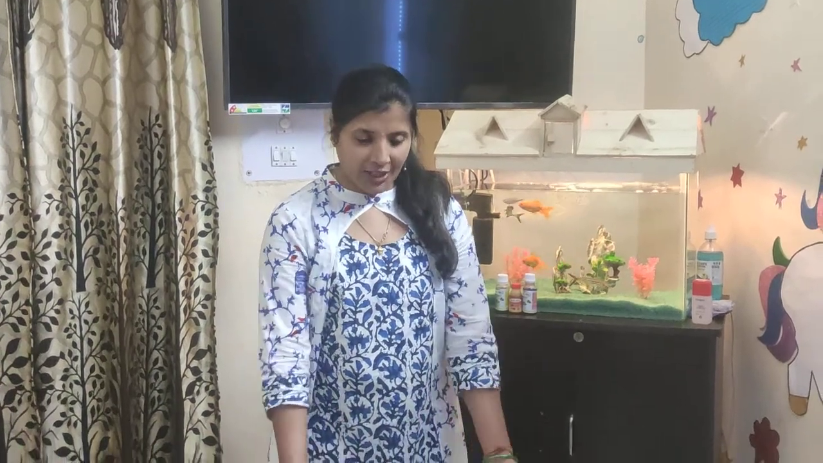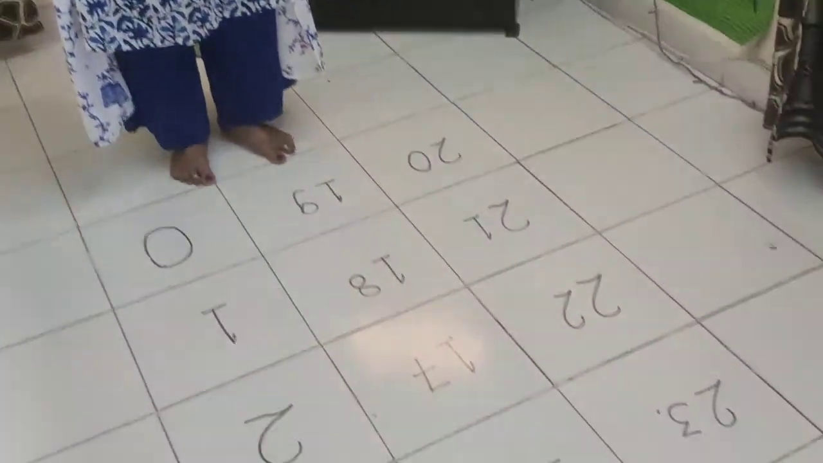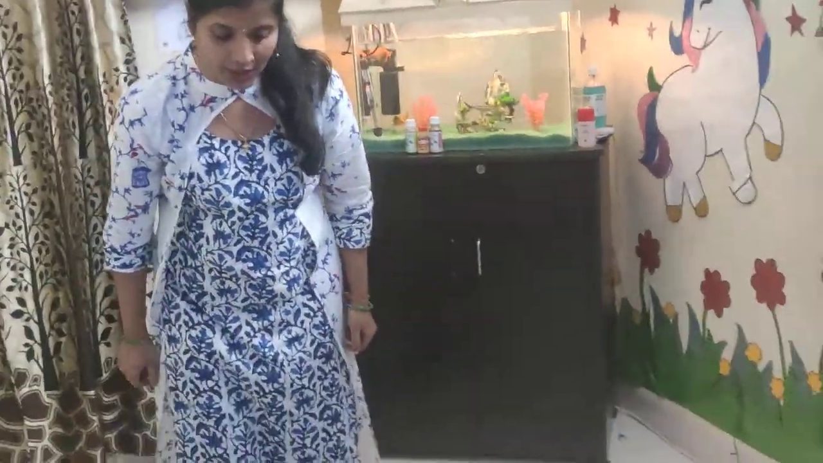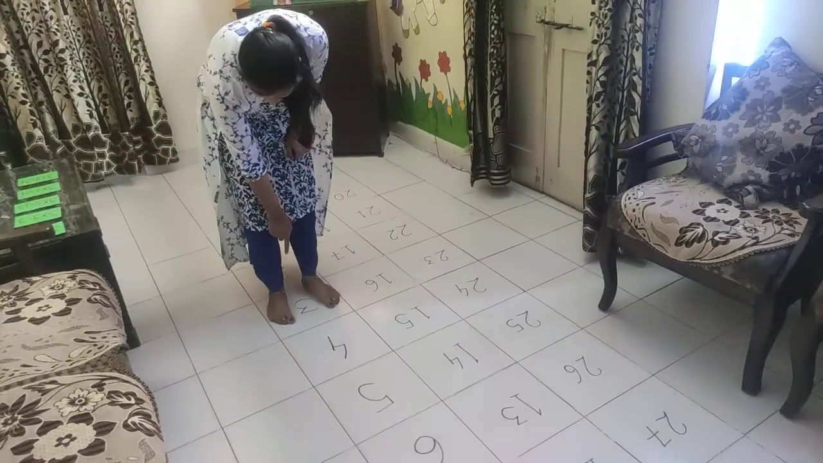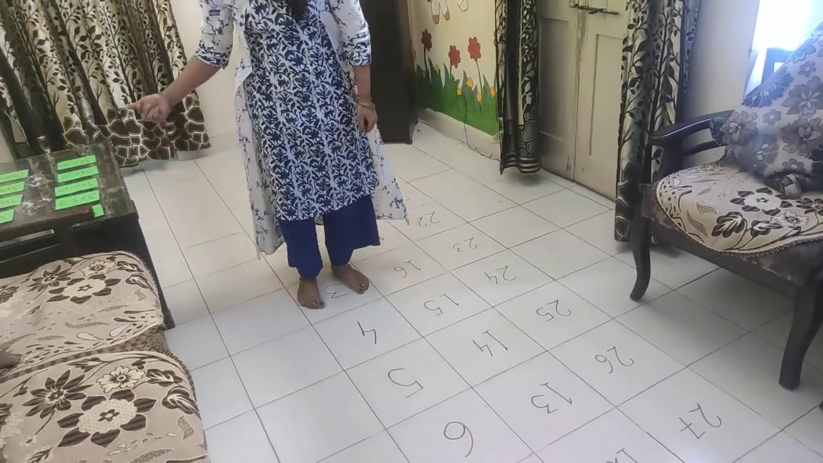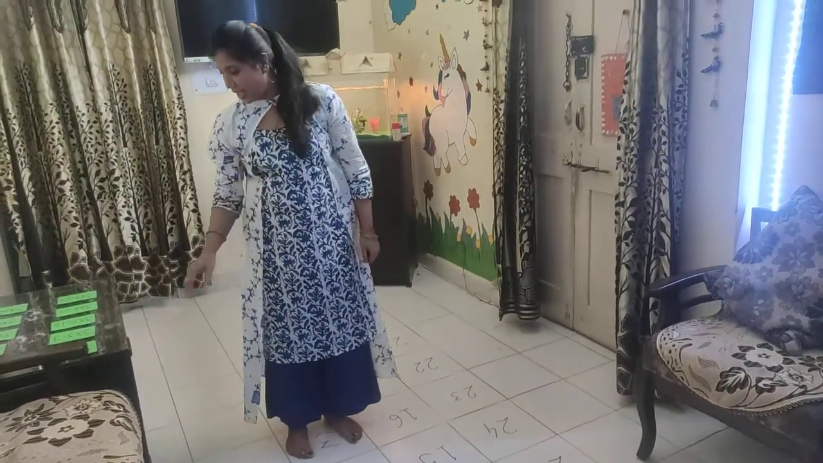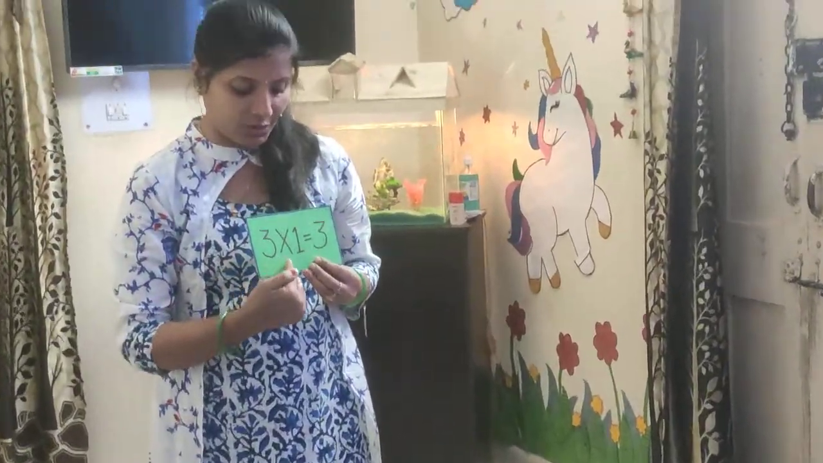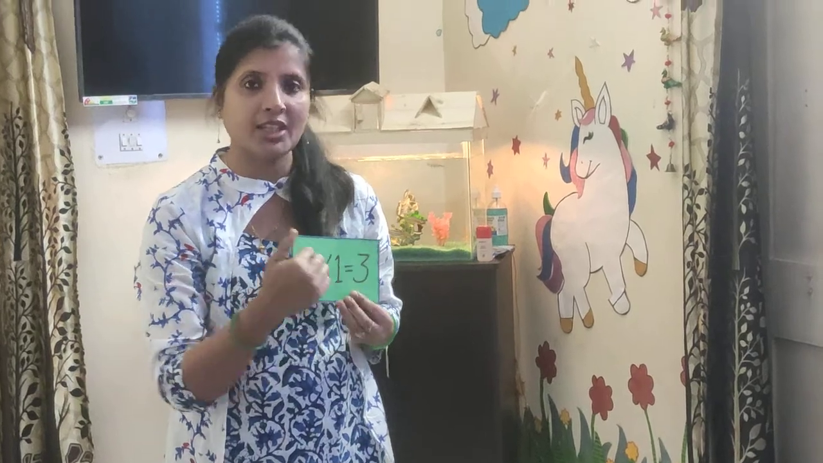Today we are going to play a game. Look, as you see, this is the number line which starts from number 0. Now I am going to jump 3 steps each time. For the first time, I am going to jump 3 steps. As you see, I am at 3. When I jump 3 steps one time, I get 3. So we can write it as 3 into 1 is equal to 3.